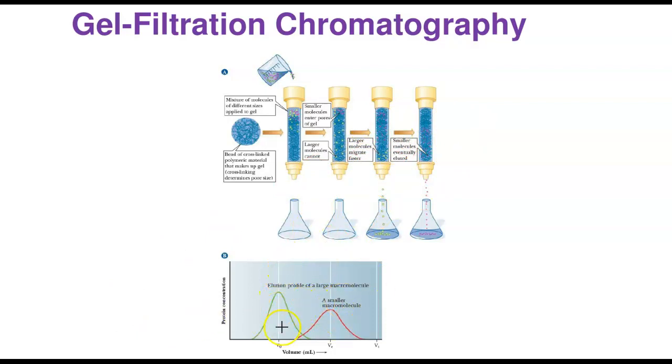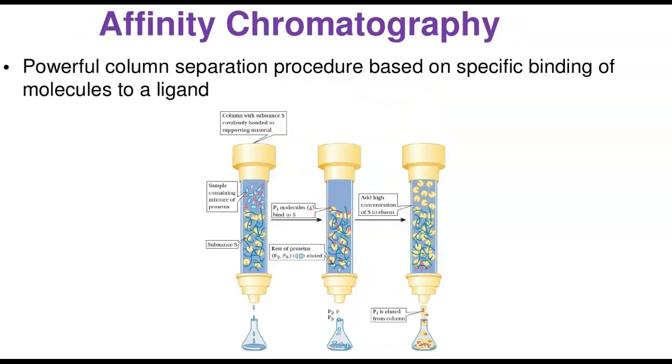The elution profile shows you that this is where you have the maximum collection of the green ones, and this is the maximum collection of the small ones, because the small ones go into the gels and they're stuck inside because they can't go through. Whereas the big ones cannot get in, so they just get eluted first. In those two ways, you can separate these two substances based on their molecular sizes. So you can also call this molecular sieve chromatography.